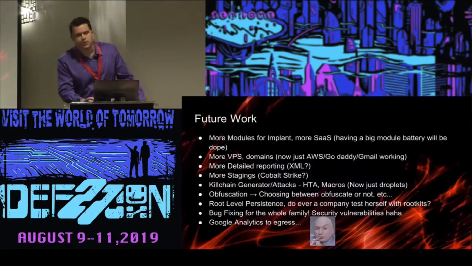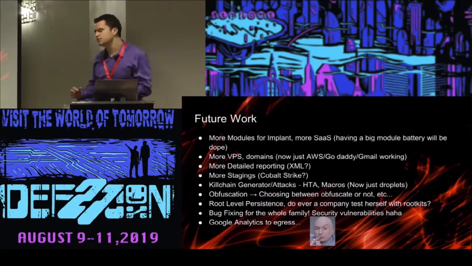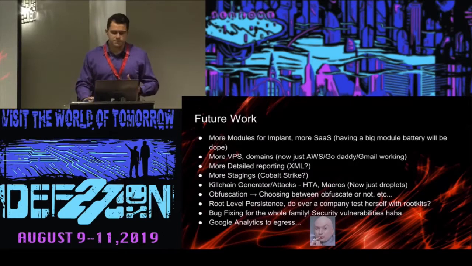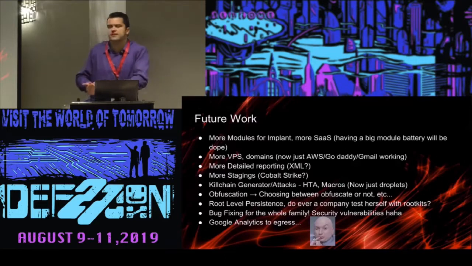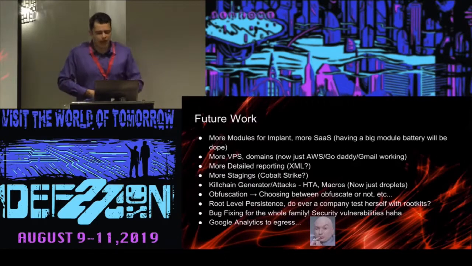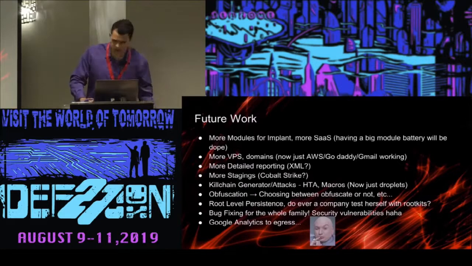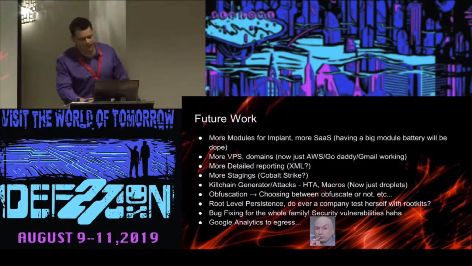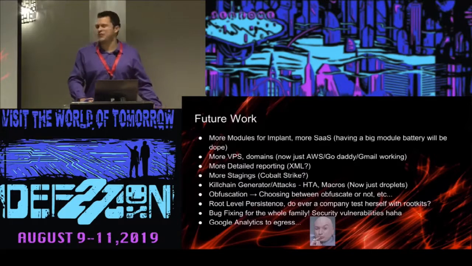So, future work. This is a very baby project, with tons of bugs and tons of security vulnerabilities. I need to fix a lot of them. But the more things we have, the more strength we can give to the framework. I have thought of a lot of things to add in the future: obfuscation, new kill chain attacks. I mean, using Google Analytics to egress would be cool, right?